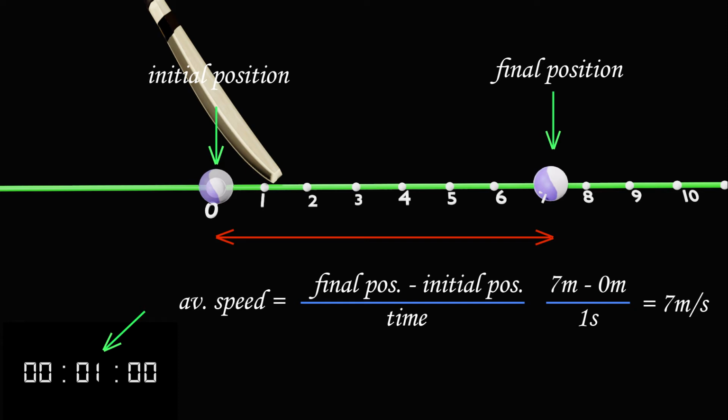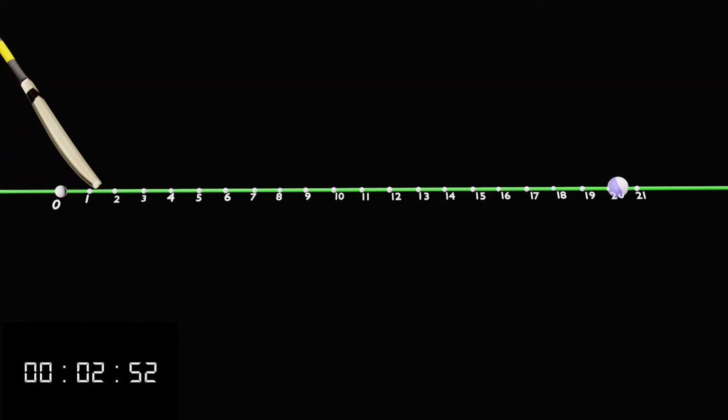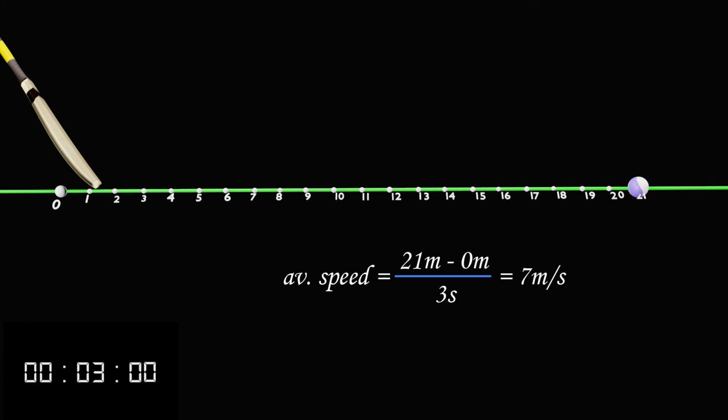From the same hit of the ball, let's record its position for another time interval. Now, it has traveled 21 meters in 3 seconds. Again, from the definition, its average speed comes out to be 21 minus 0 divided by 3, which is again equal to 7 meters per second. This shows that the speed of the ball is constant. Thus, the speed and average speed of an object moving with constant speed is the same thing.